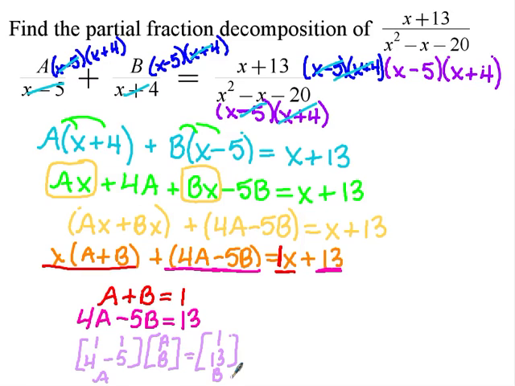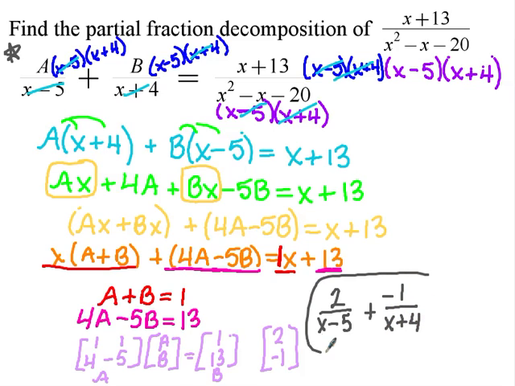What'd you come up with? 2, negative 1. So basically what that tells me is that A is 2 and B is negative 1. So I'm going to go ahead and write that out. I'm going to use the equation right here. So I've got 2 over x minus 5, plus negative 1 over x plus 4. And there's your partial fraction decomposition.